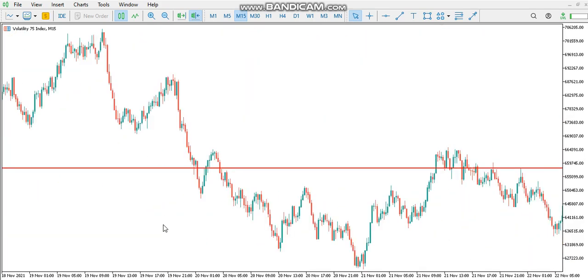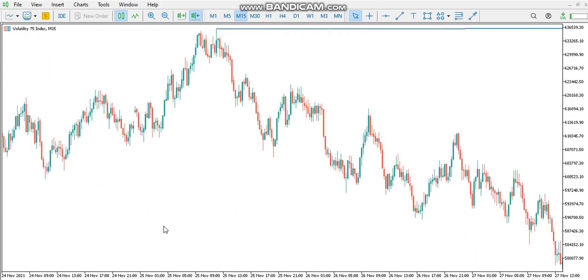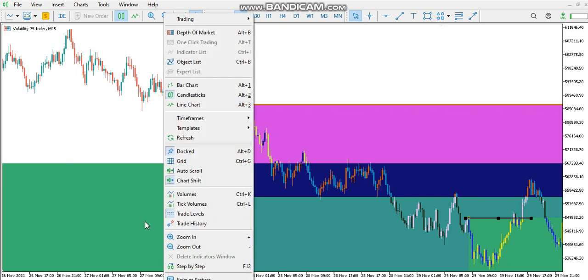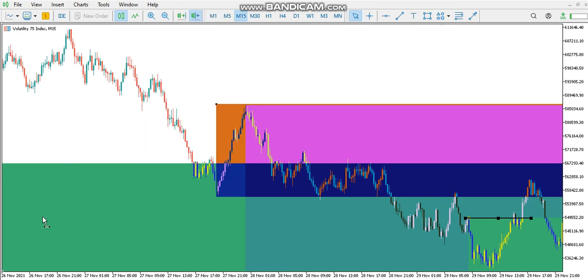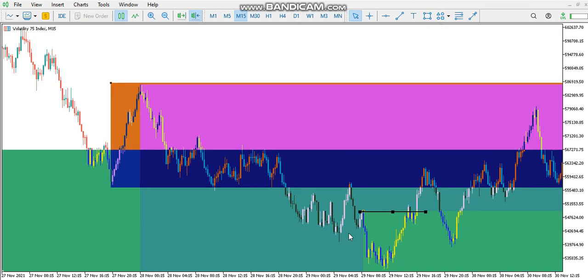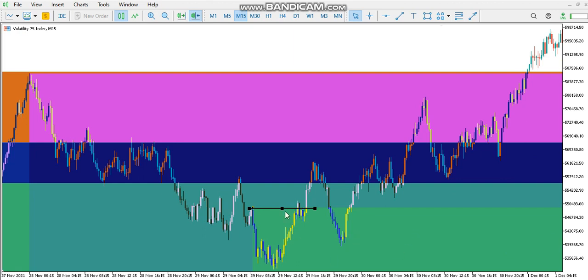Let me take this whole thing to D1 also. Let me see if I can get it. Okay, I can't, that's fine. So this here is a break of market structure on M15, and then let's see that OB. So here is our OB, and then price did come to this OB here.